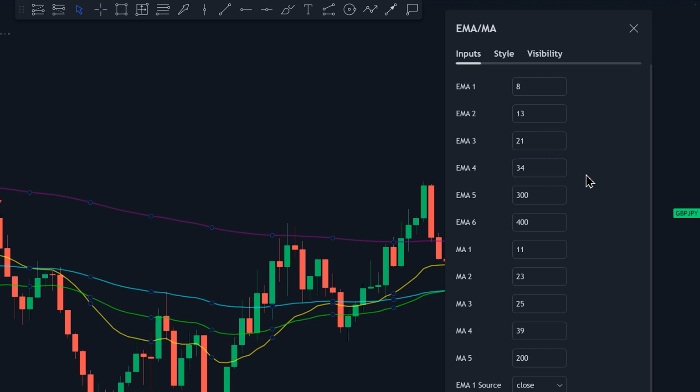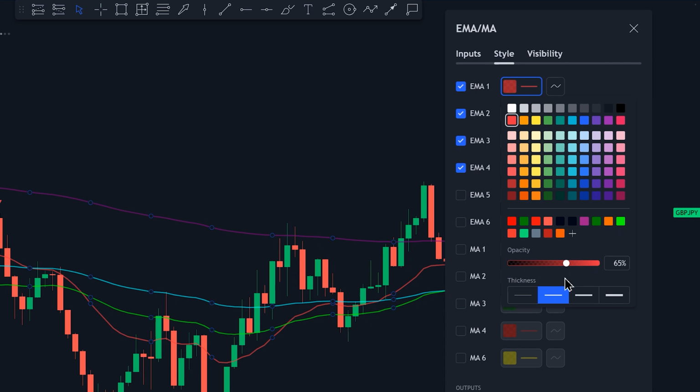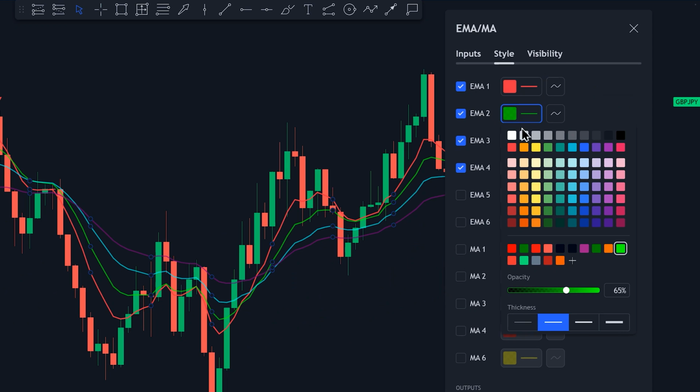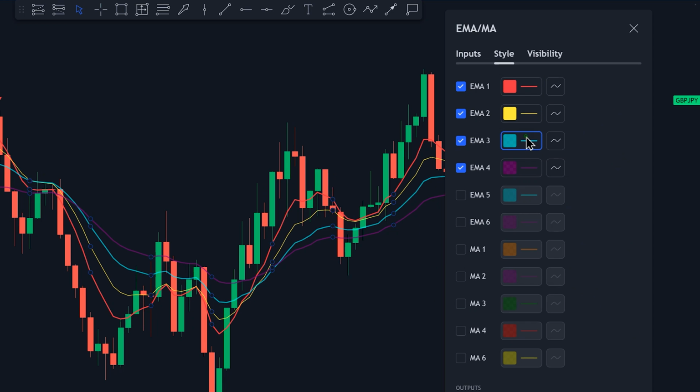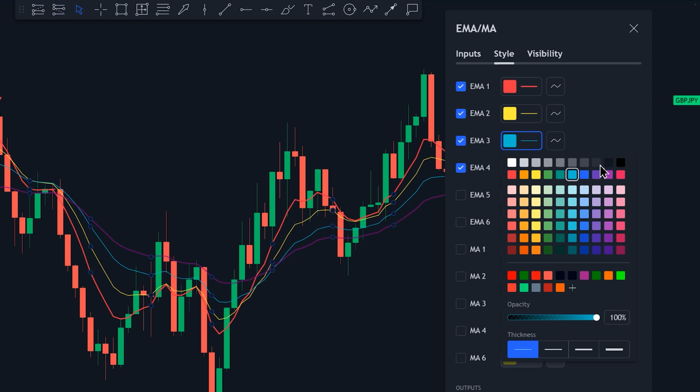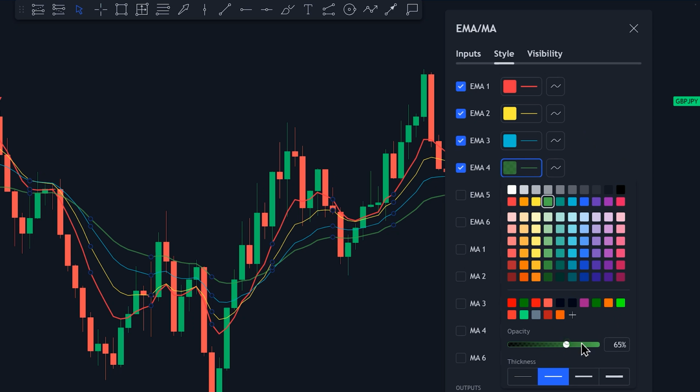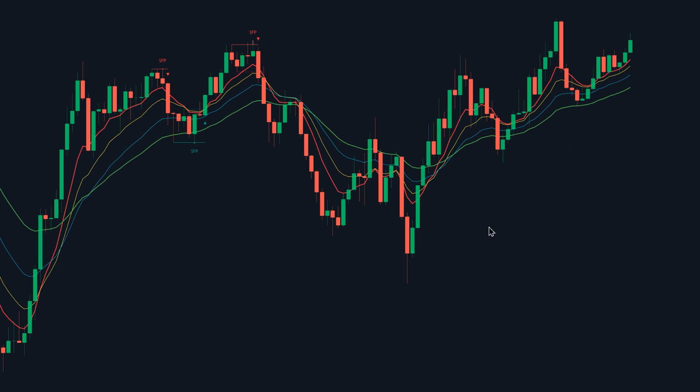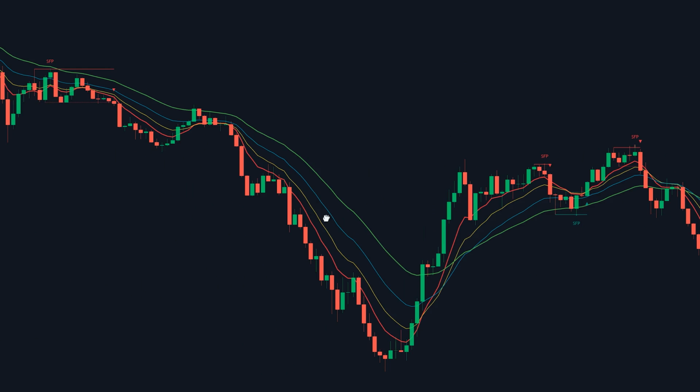34 for EMA 4. Now, for the colors, you want to choose whatever color combination that you need. For me, I normally go with red for the first EMA, yellow for the second EMA, light blue for the third EMA, and then green for the last EMA. After that, click OK so we can go over the conditions for taking positions.